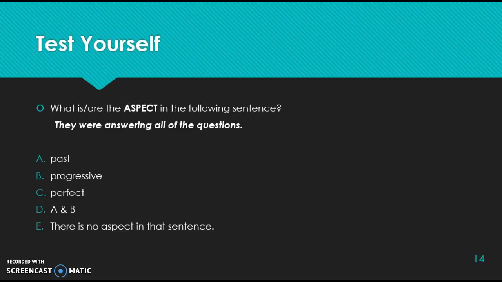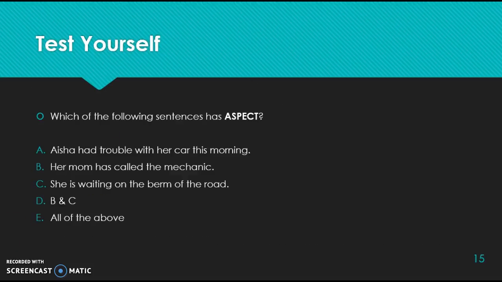Okay, next one. What aspect is in this sentence? Again, we're only asking about aspect. Is it progressive or perfect? Or none? Well, it looks like it might have progressive because it has the ing ending, but in order to have progressive aspect, we also need a form of the be serving as auxiliary, which we have. So this is progressive aspect. Okay, last test yourself. Which of the following sentences have aspect?